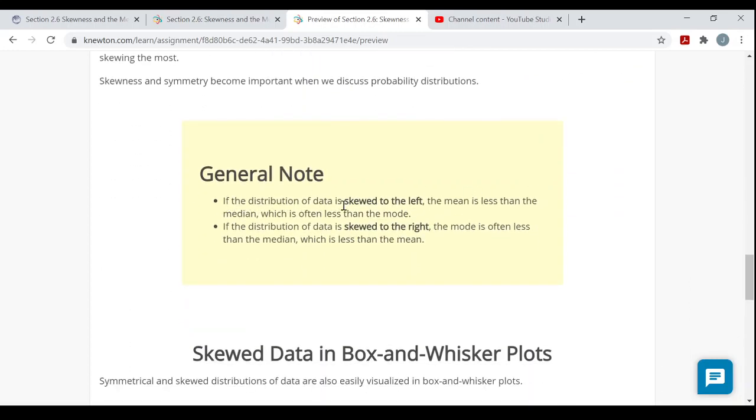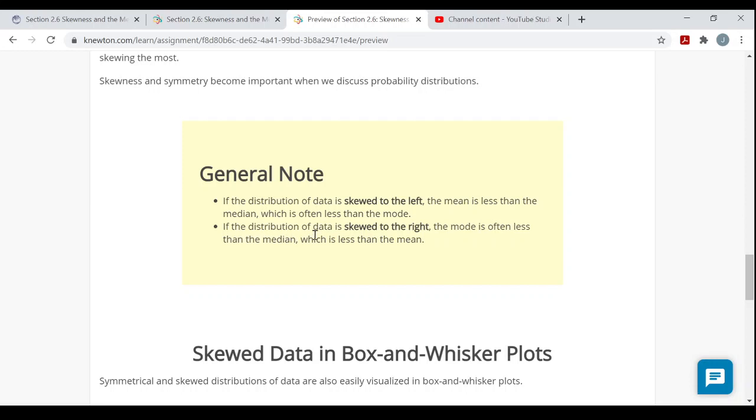Okay? So the general note they mention here: if a distribution of data is skewed to the left, the mean is less than the median, which is often less than the mode. Notice the word often here. That doesn't mean it always happens, but the mean should be less than the median in a skewed left distribution.